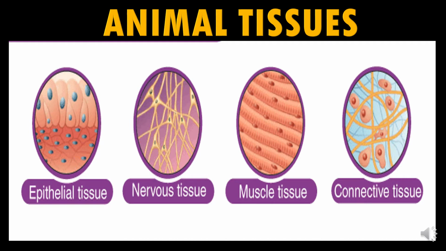Animal tissues are basically classified into 4 types on the basis of the functions that they perform. These tissues are epithelial tissue, nervous tissue, muscle tissue, and connective tissue.